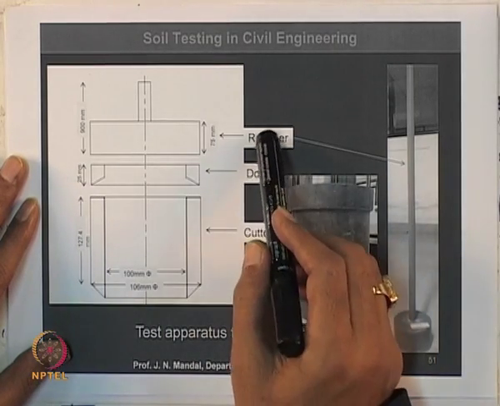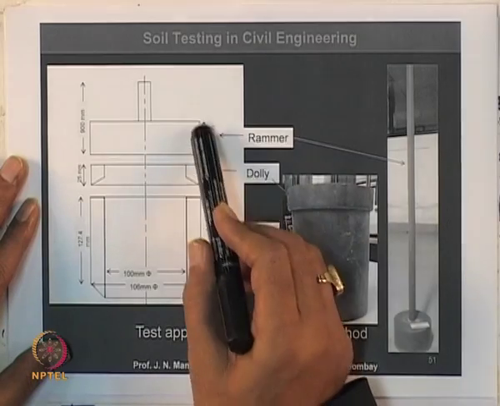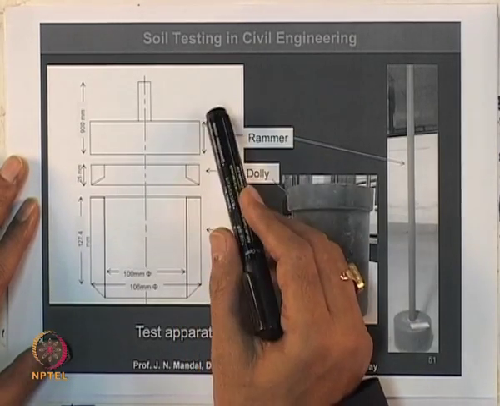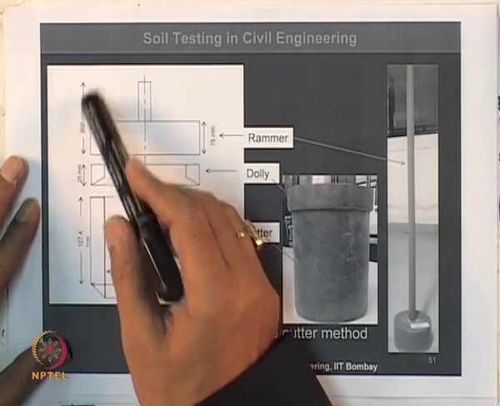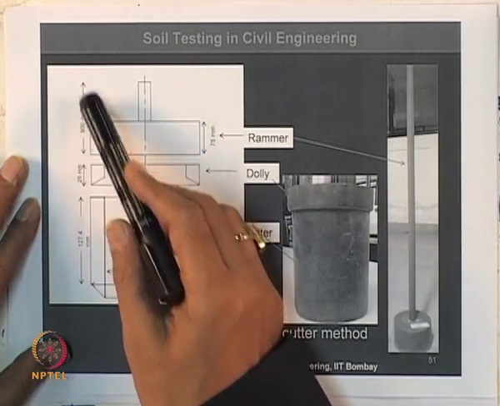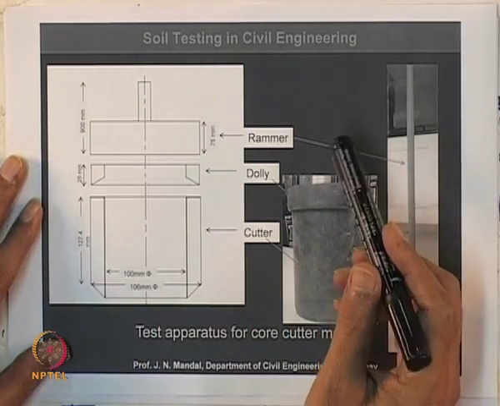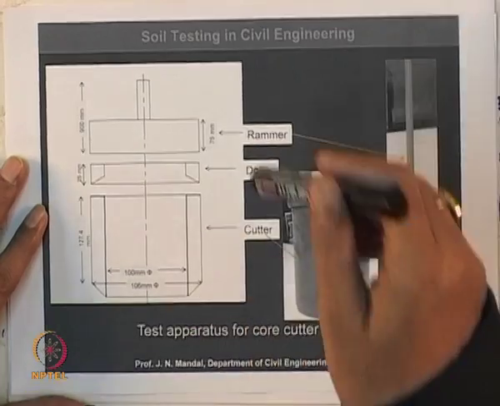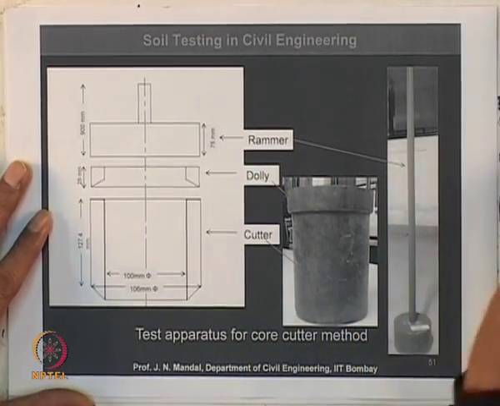And then this is the rammer. The rammer is 75 millimeter from here to here, and the drop height is about 900 millimeter. So, this is the rammer used to insert the cutter into the soil. Okay.